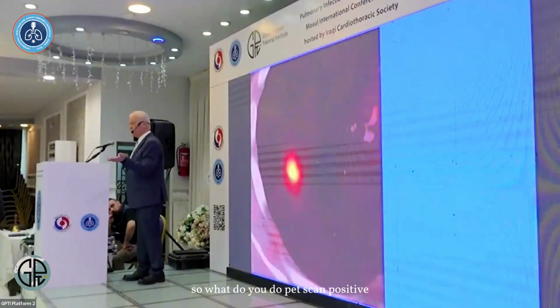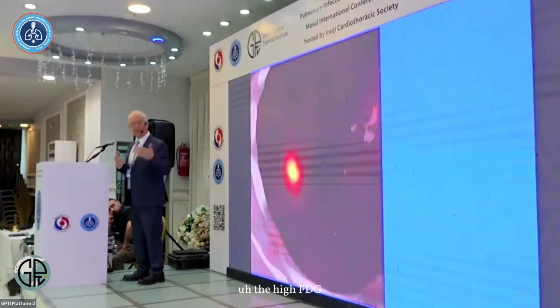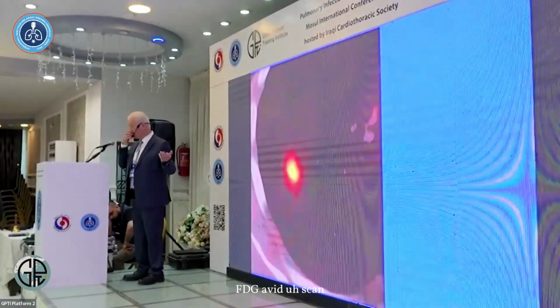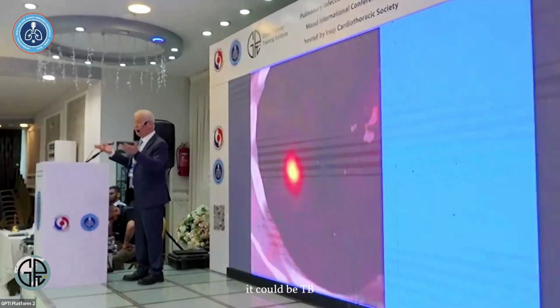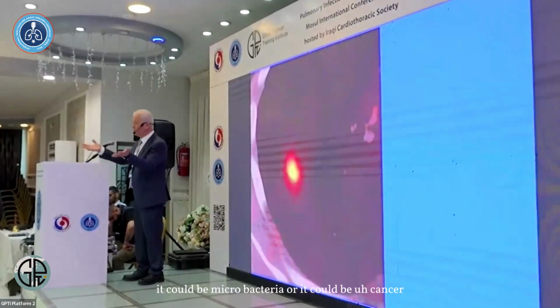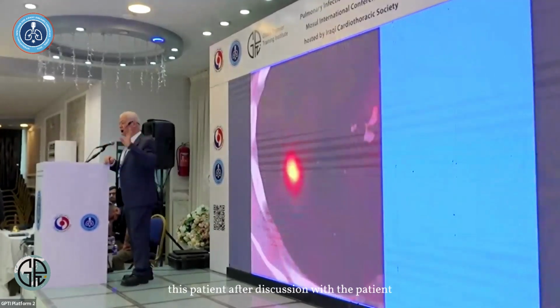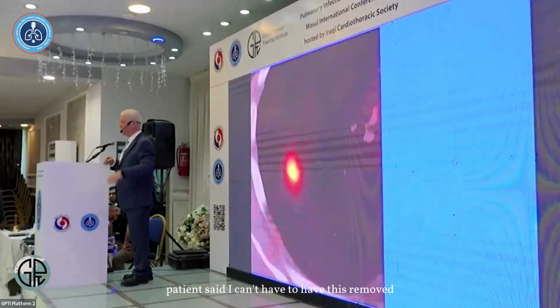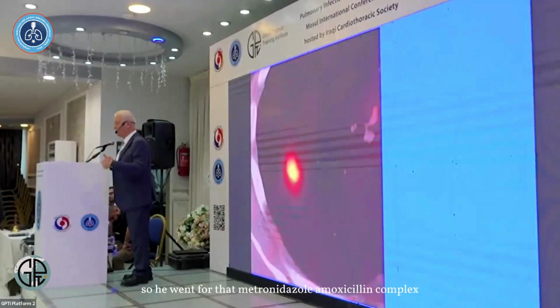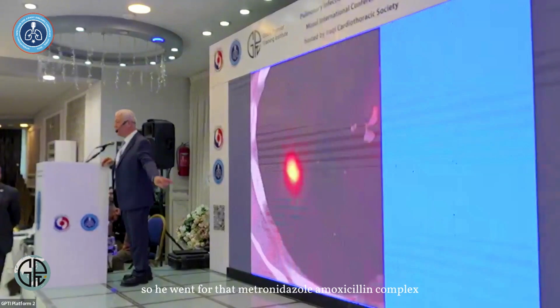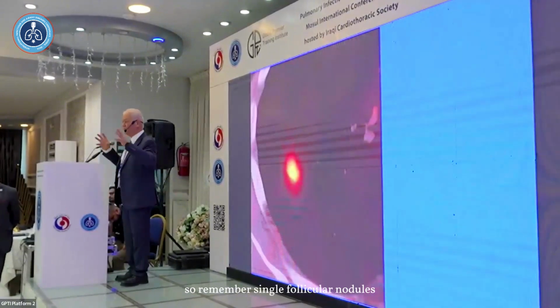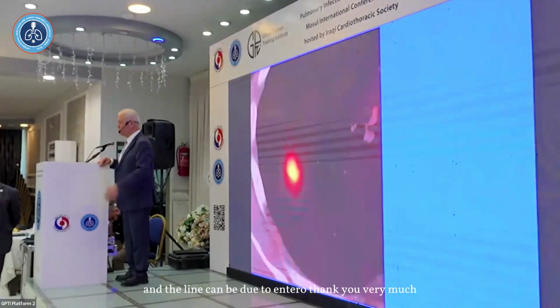PET scan positive, a high FDG avid scan. It could be TB, it could be mycobacteria, or it could be cancer. So infection can produce the same thing. After discussion, the patient said, I have to have this removed. So he went for that, and it was Mycobacterium avium complex. So remember, single nodules in the lung can be due to NTM. Thank you very much.